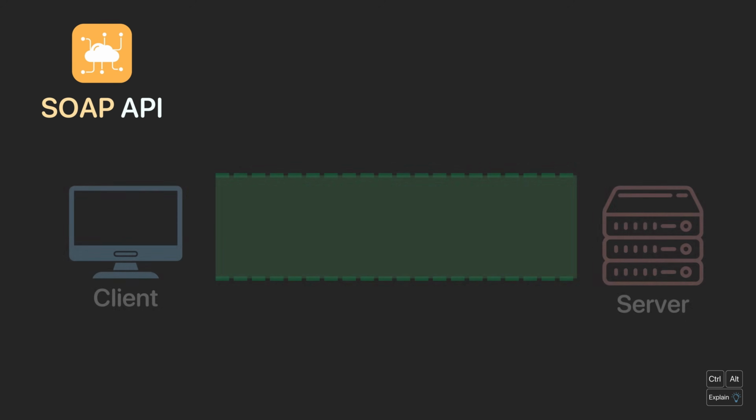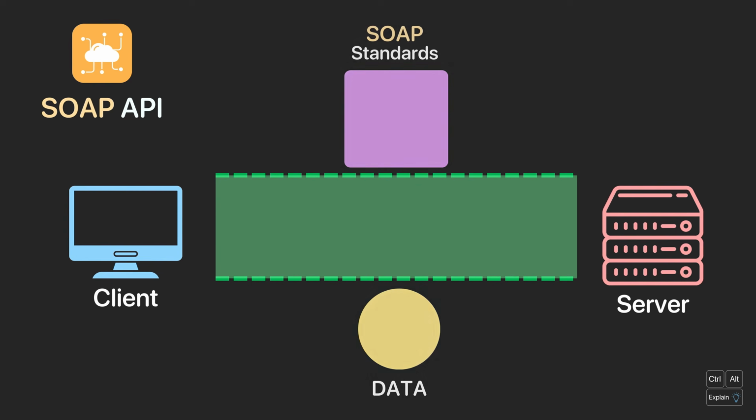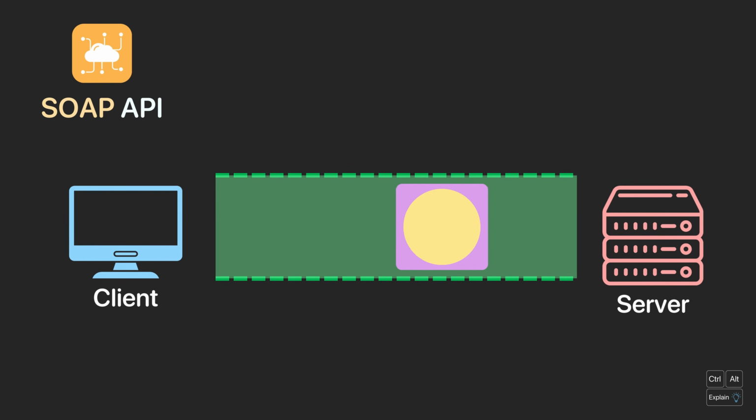In SOAP API, the client and the server don't talk to each other freely. Everything has to pass through a strict layer of SOAP standards. This layer defines exactly how messages must be formatted, how errors should look, how security works, and even how the data itself is wrapped. So instead of sending raw data directly, SOAP forces both sides to follow predefined rules.